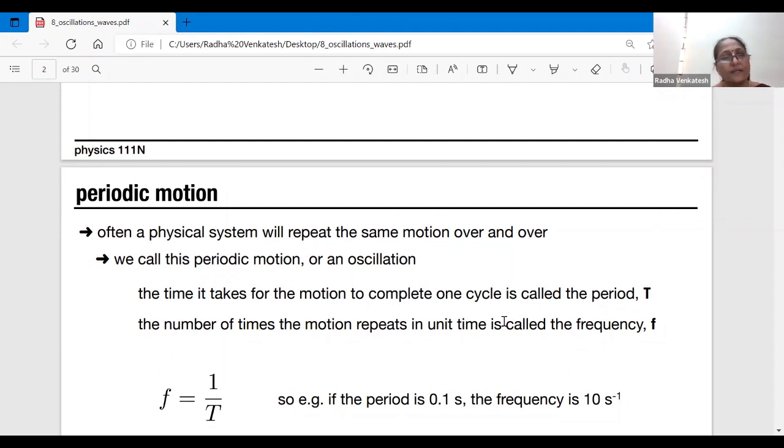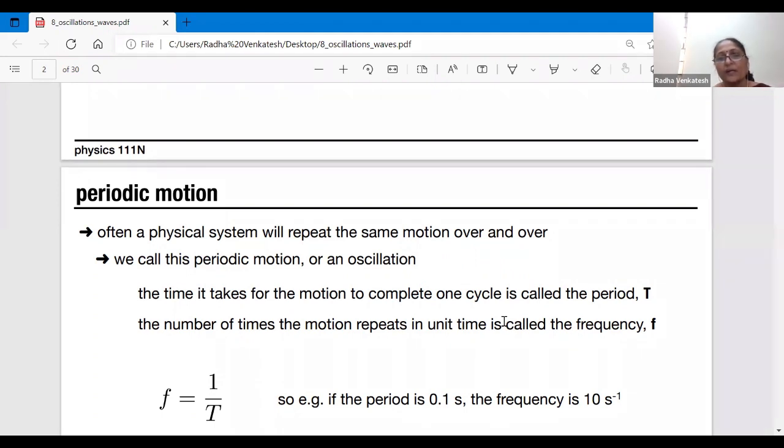To bring in that simple harmonic motion concept, first of all, they should know some basic motions. And in that, the very first thing that we have here is periodic motion. You can see the heading there. Now, what is this periodic motion? I generally give children two examples. What do you think is periodic? The sentence is there on your screen. Often a physical system will repeat the same motion over and over. We call this periodic motion or an oscillation, it says.